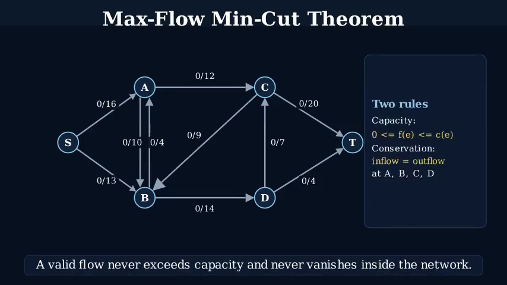A flow assigns a number to each edge. There are two rules. First, capacity. No edge can carry more than its capacity. Second, conservation. At every internal vertex, whatever flows in must also flow out. Only the source creates flow, and only the sink absorbs it.